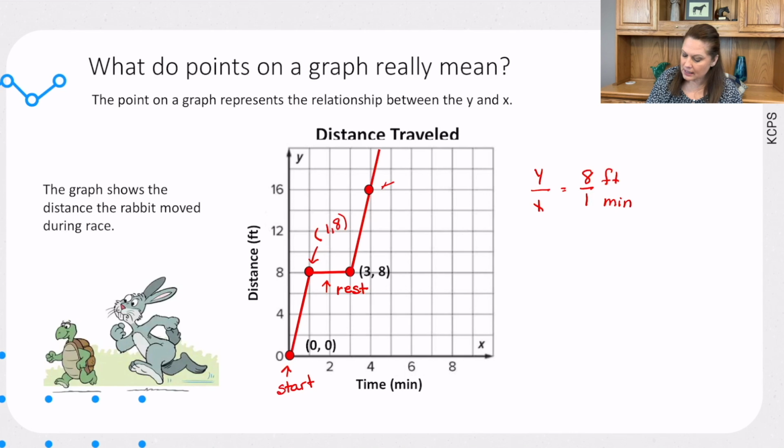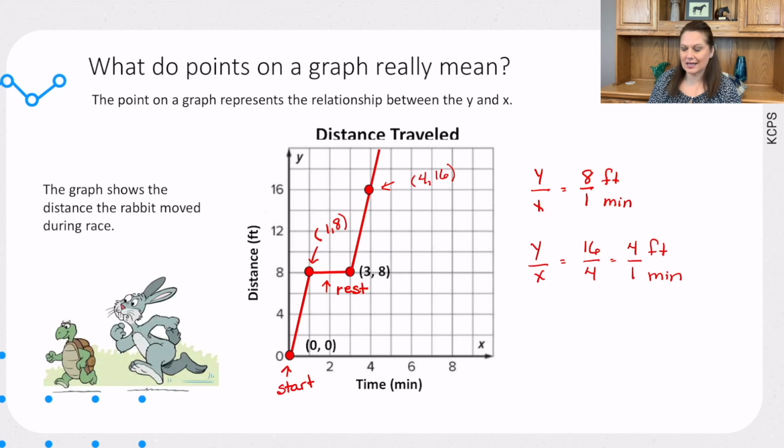And you'll notice here, our ordered pair would be 4, 16. So let's check and make sure if he's going still at the same speed. 16/4, that can be simplified. Common factor 4, so that's going to be 4/1. So he's now at that point traveling 4 feet per minute. So he's actually slowed down from his original speed that he started with.